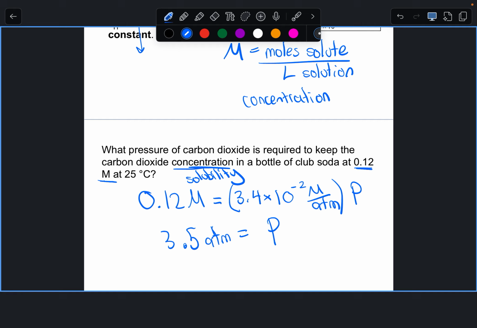They have to put this into the bottle and not allow it to escape as they're doing this. They probably do it at really cold temperatures because, like we said, the colder a liquid is, the more gas you can get to dissolve. So they probably do it at a very cold temperature before they seal it off. So pretty high pressure to get that concentration. You'll always be given the constant because it's dependent on a particular gas. Obviously, it's not something you have to memorize. Okay?